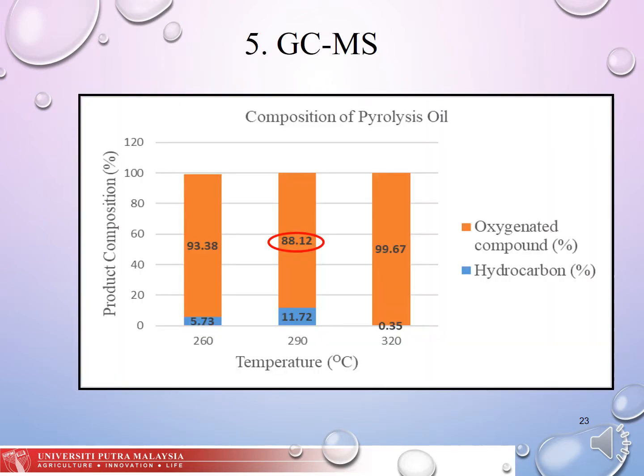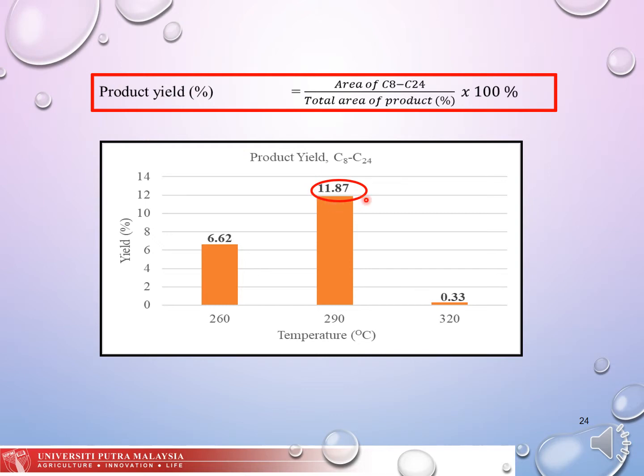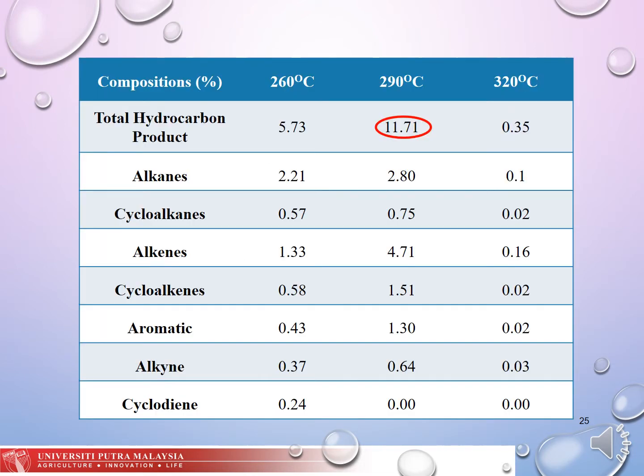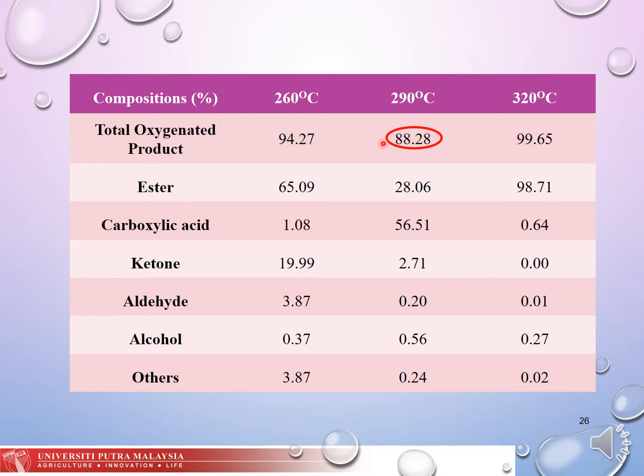Okay, the pyro oil was sent for GCMS analysis, and we have found out that at 290 degrees Celsius, the oxygenated compound produced is at 88.12, which is considered low compared to the other temperatures. Next is the product yield, which is the hydrocarbon yield. At 290 degrees Celsius, we could see that it has the highest amount of hydrocarbon, which is 11.87 compared to the other temperatures. So the total hydrocarbon product was contributed by all these hydrocarbons, while the total oxygenated product was contributed by all these compounds.